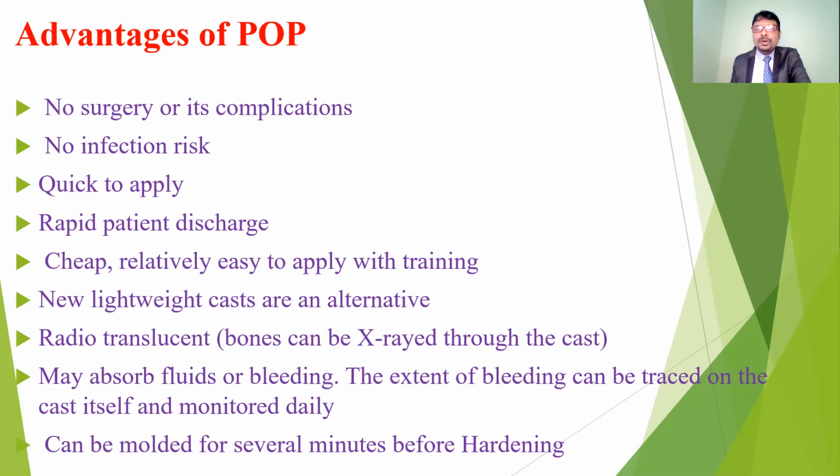If any bleeding occurs, the POP is going to show the extent of the bleeding, so we can predict the causative factor, and we are going to monitor how much bleeding there is. The main advantage is that it shows the fluid and the bleeding. If anything happens, the POP absorbs the fluid easily, and it can also be molded for several minutes before hardening. So within a short time, whatever position we need, we can mold it into that position. Is it a flexion position, or extension position, or maybe internal rotation? It depends upon the requirement, the need of the position that we are going to mold it into. So these are the advantages of the POPs.